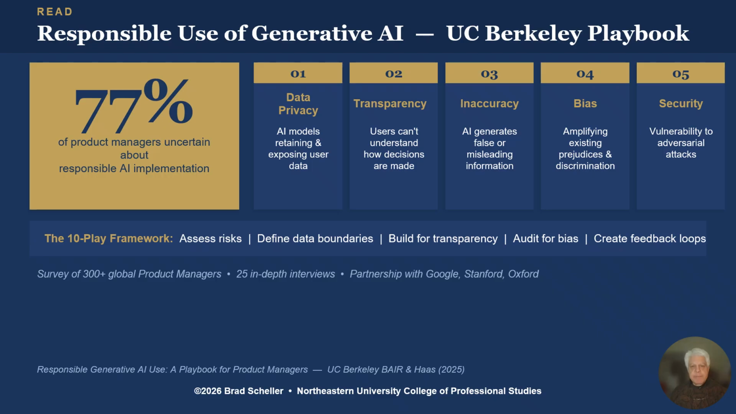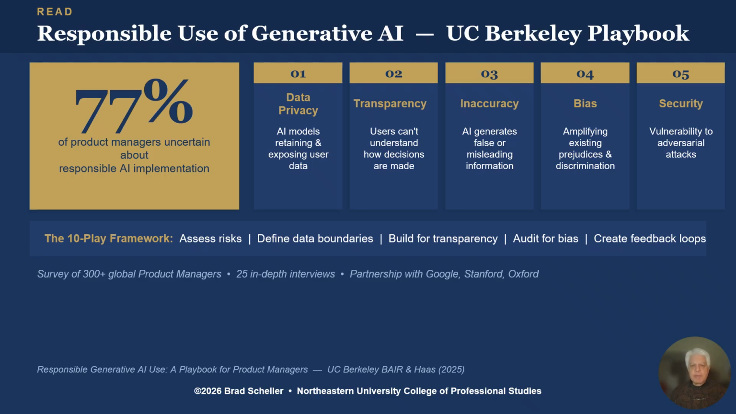That 77% figure on the left is the one I want you to sit with. 77% of product managers surveyed across 300 organizations globally said they are uncertain about how to implement AI responsibility. That's not a fringe group of tech skeptics.